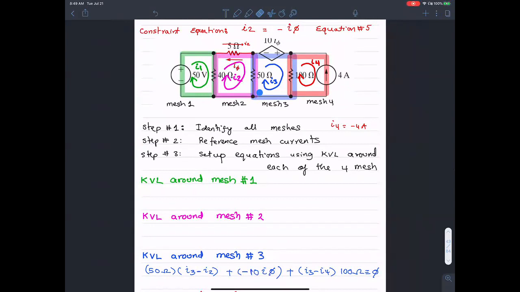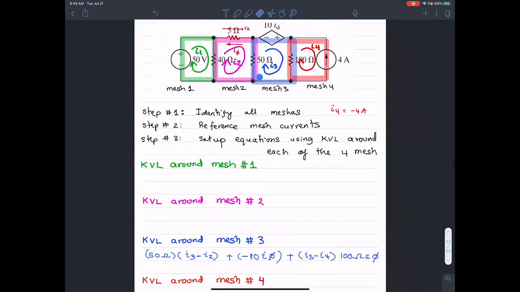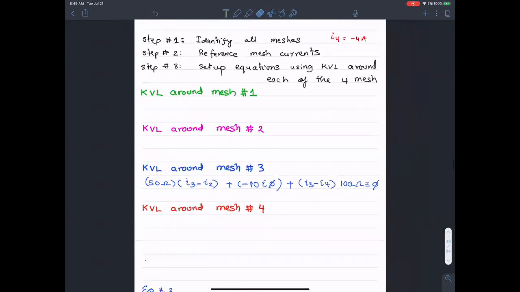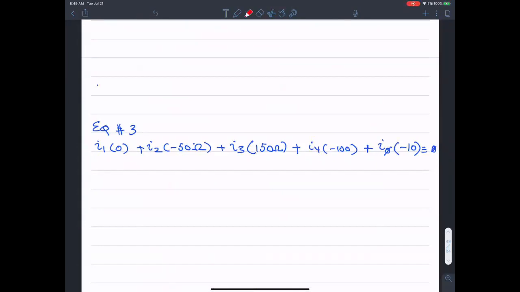All right. Why don't you take about 10 minutes to set up the rest of the equations: KVL around mesh 1, around mesh 2, and around mesh 4. There are 5 unknowns here: I1, I2, I3, I4, and I5. Fortunately, I gave you equation number 5: I2 equals negative I5, or I2 times 1 plus I5 times 1 equals 0, because the rest is all 0: I3 times 0 plus I4 times 0 plus I1 times 0. So I have equation number 5.